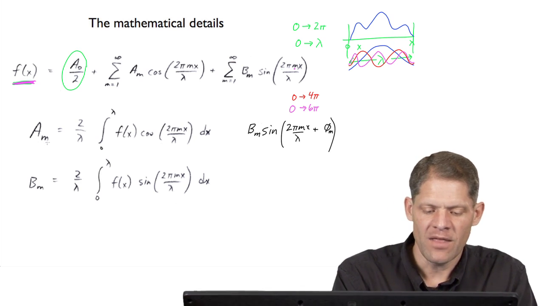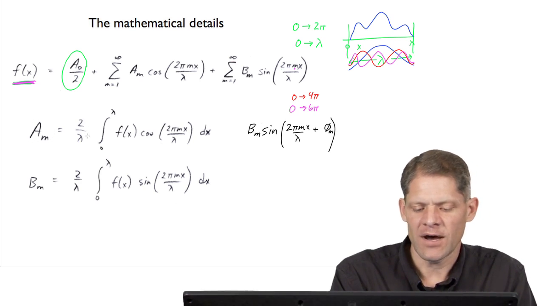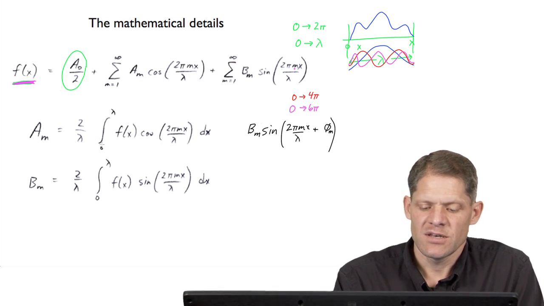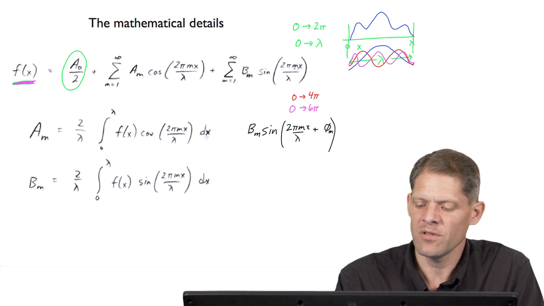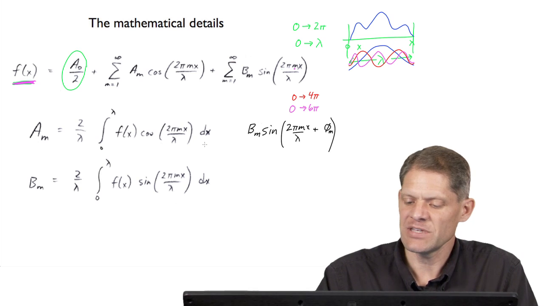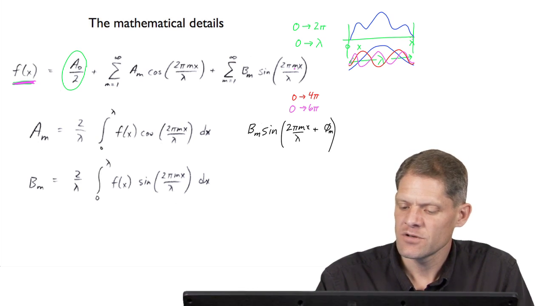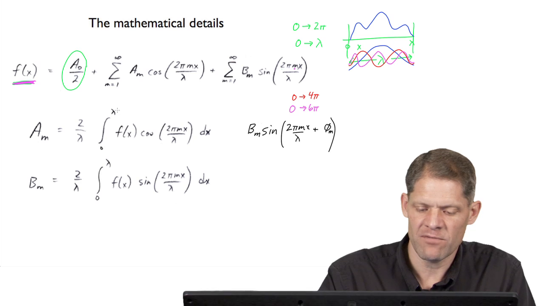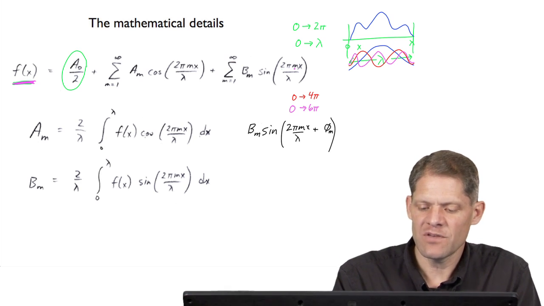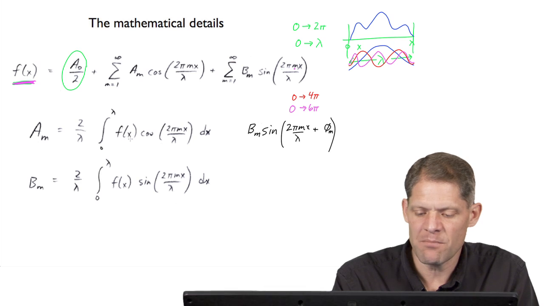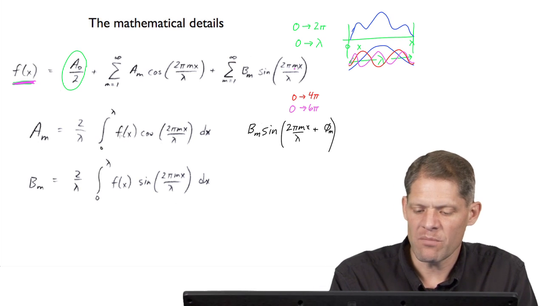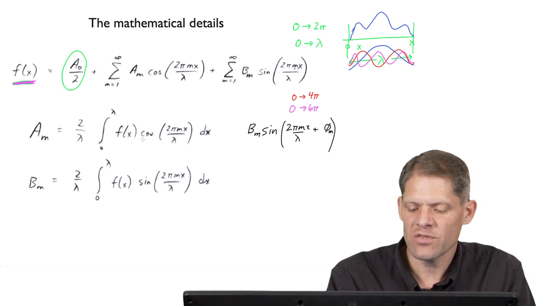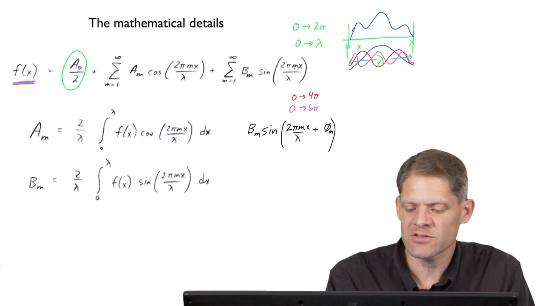And in this way of writing it, you can find the amplitudes in a pretty straightforward way. The amplitude of each cosine wave in the series is 2 divided by the wavelength, a normalization factor, times the integral from 0 to a wavelength, with x as the variable of integration, dx. So we go from 0 to a wavelength in x, and we simply multiply the original function that we're trying to match, f of x, at each x position with the cosine wave, cosine of 2 pi mx over lambda.